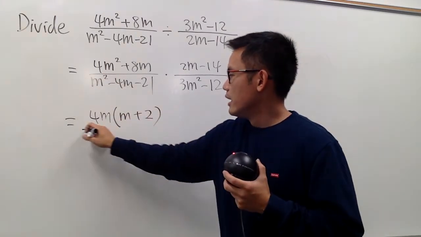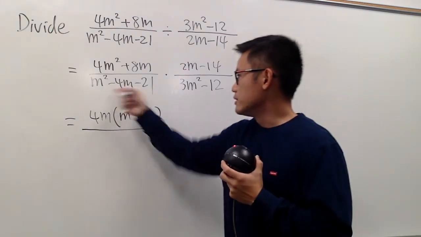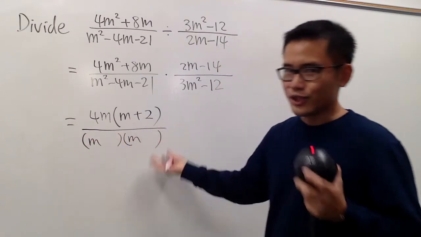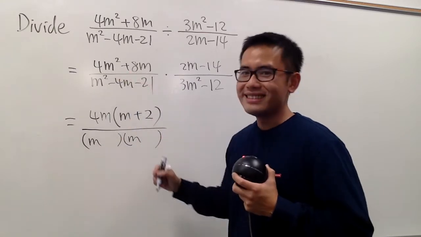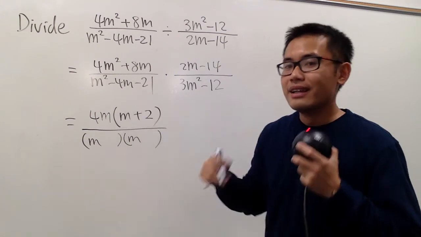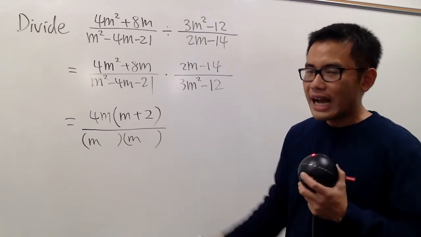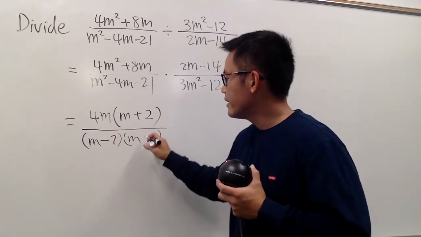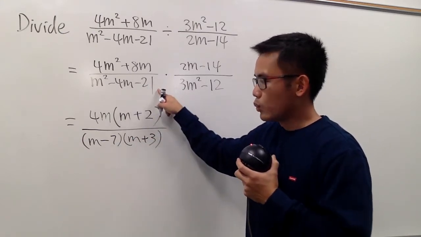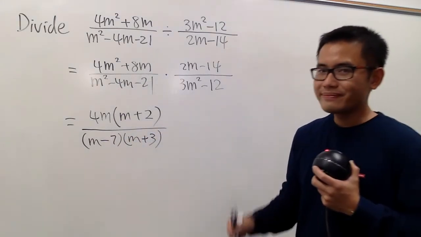And for this, m squared minus 4m minus 21, we know this is just a trinomial. We must have m and m like this to get the m squared. And we have to ask ourselves, what times what will give us negative 21, and together they will add up to be negative 4? And the answer to that is, we can use negative 7 and plus 3, because negative 7 times positive 3 is negative 21. Also, negative 7 plus 3 will give us negative 4, okay?